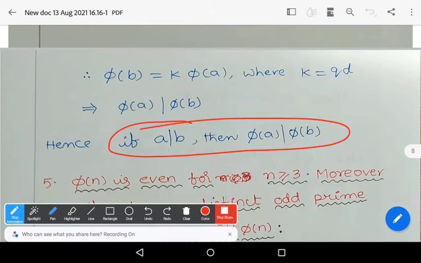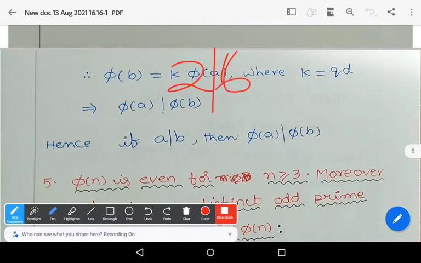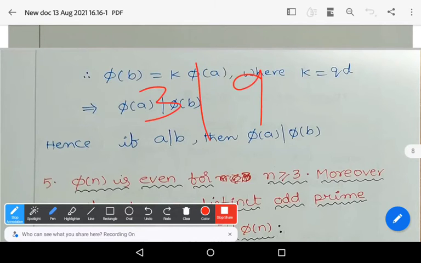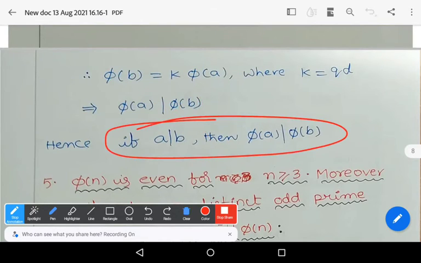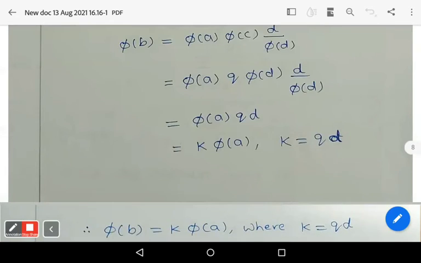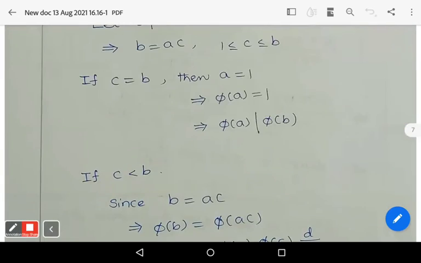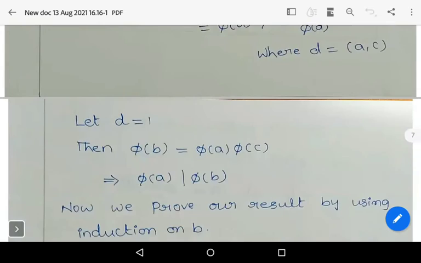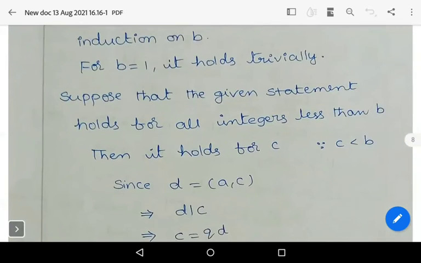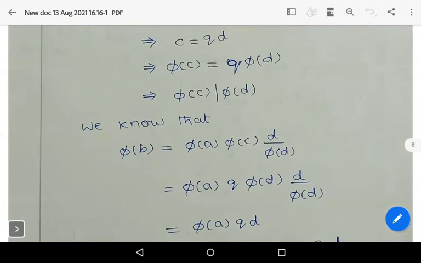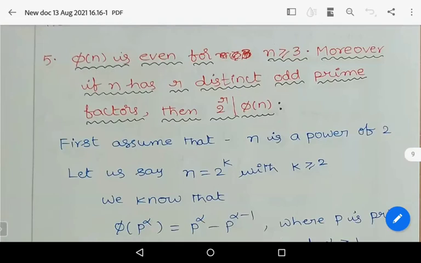This is a very trivial property, because whenever 2 divides 4, automatically φ of 2 divides φ of 4. If 2 divides 6, φ of 2 divides φ of 6. 3 divides 9, φ of 3 divides φ of 9. You observe that. So this is a very trivial property, but the proof is a little bit involved. By practicing, you get more ways of this property. Please go for the fifth property.